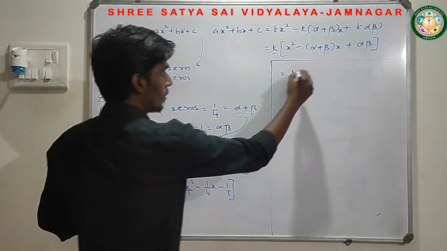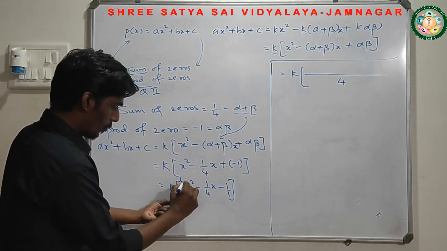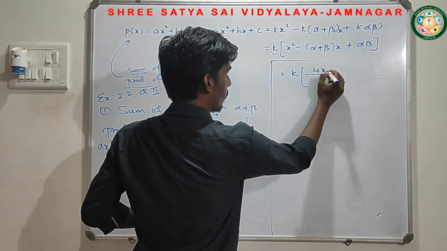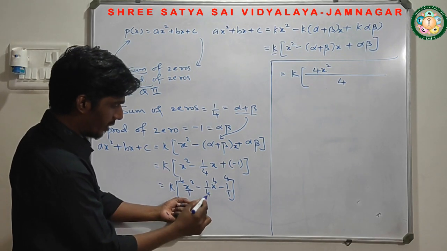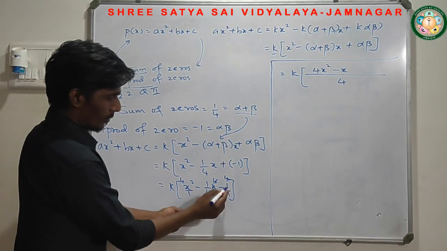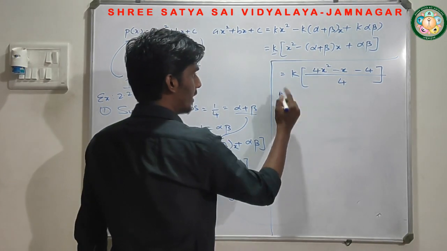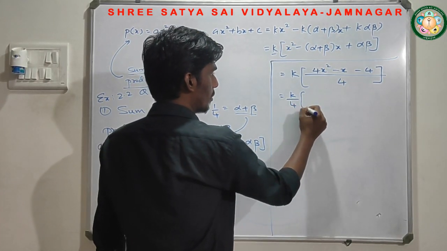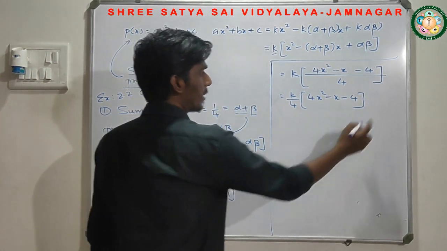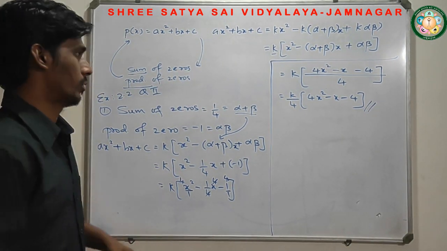So k, LCM is 4. Now just assume that 4 will multiply all the three fractions. So 4 into x square, 4x square. Already here 4 is there in the denominator, so 4 cancels, so only minus x. Here 1 into 4 is minus 4. Take this constant term outside. So k upon 4 equals 4x square minus x minus 4. So this is the required quadratic equation: 4x square minus x minus 4.